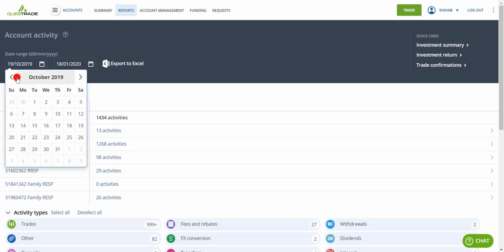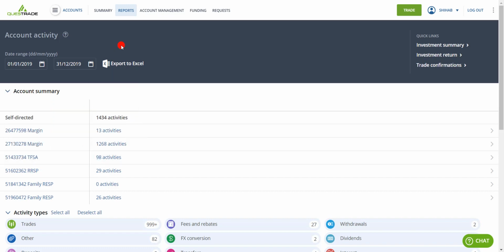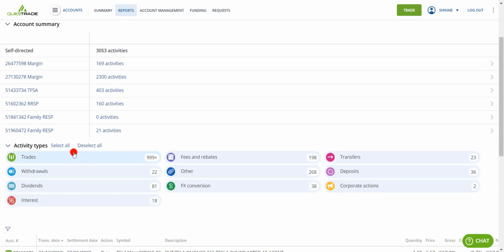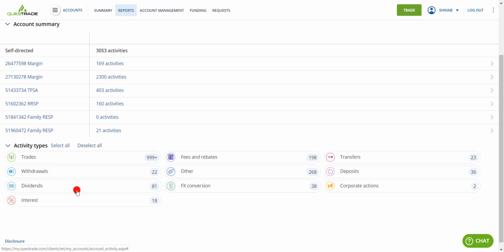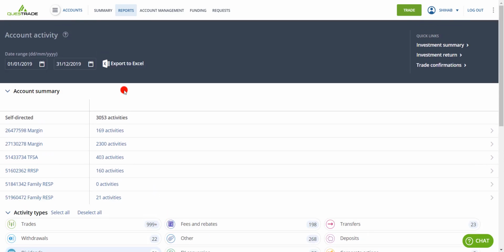So date range, I'm going to go to January 1st, 2019, and I'll end it at December 31st, 2019. I'll give it a second for the transactions to load. And then over here, I'll deselect all and I'll just select dividends. So right away, you can see that I've received 81 different dividends. Now I'm going to export to Excel so I can see the totals and then see which stocks they came from. Okay, so export to Excel.